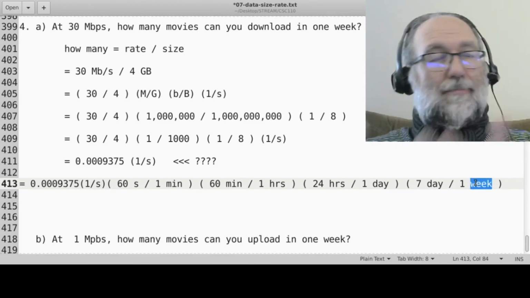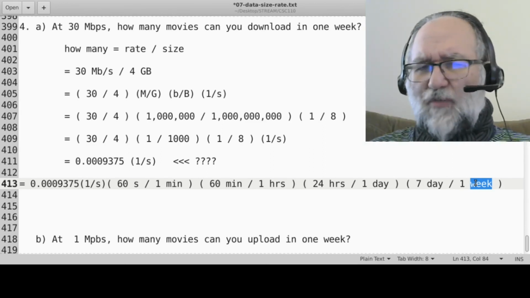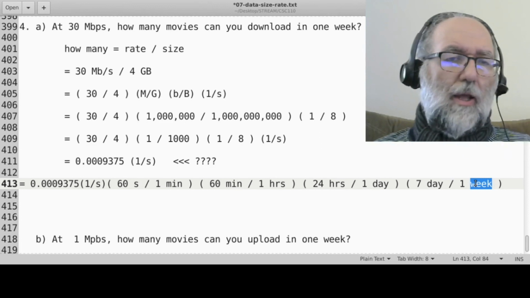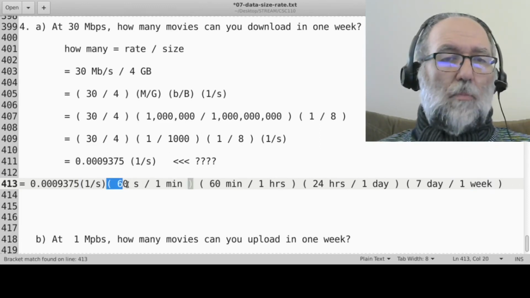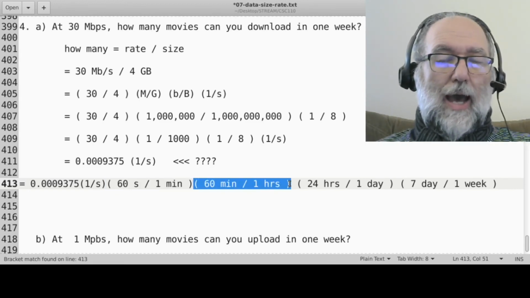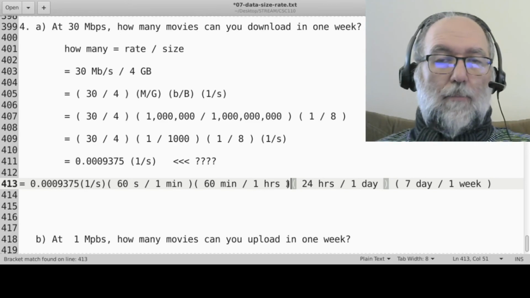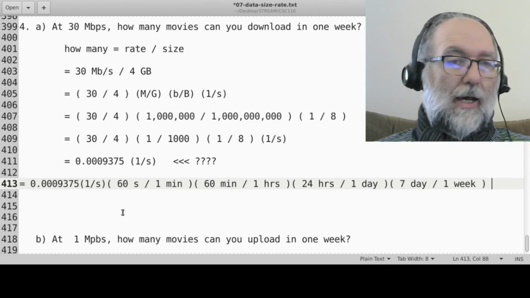You may not have this number in your head. I don't know who would, how many seconds there are in a week. If you did, you could make this all one fraction. But rather, what I did was I said, okay, I have it in per second. Let's go per minute, and then per hour, and then per day, and then per week. Each one converts to the next unit up.